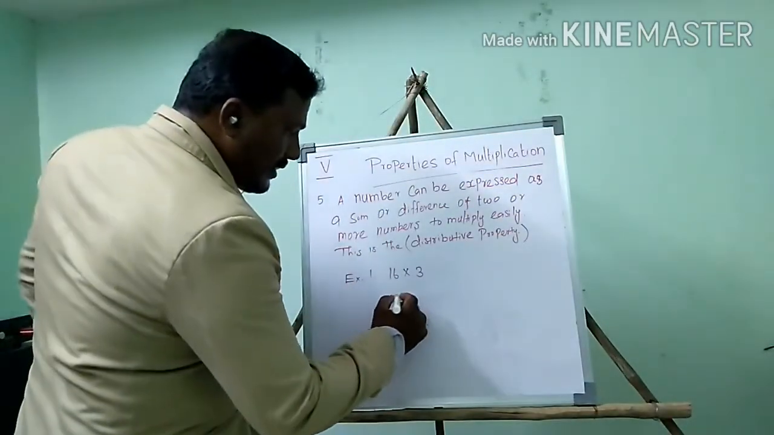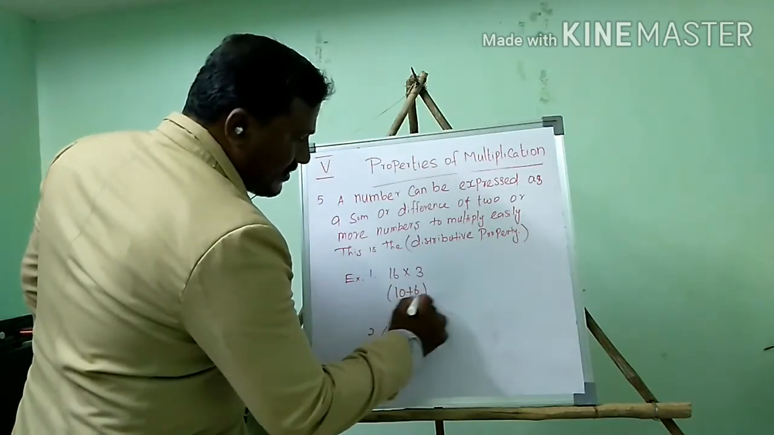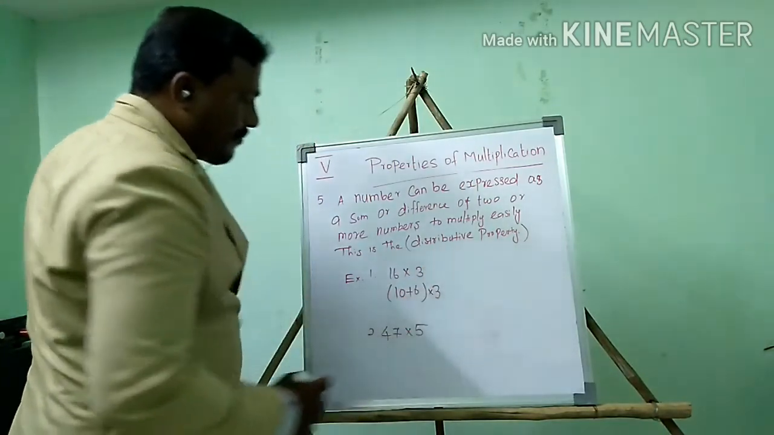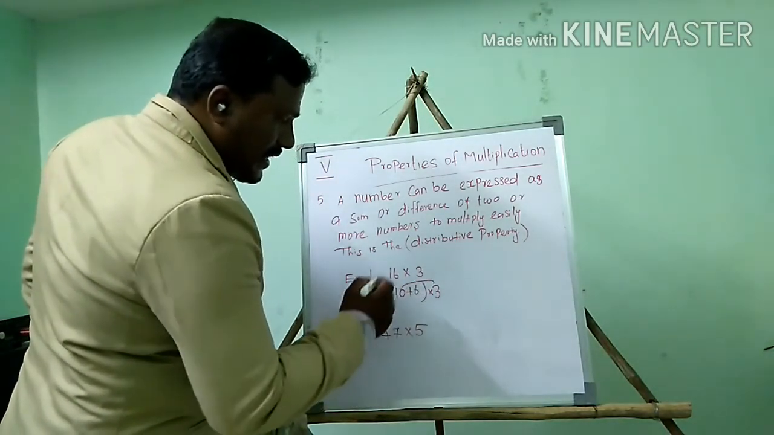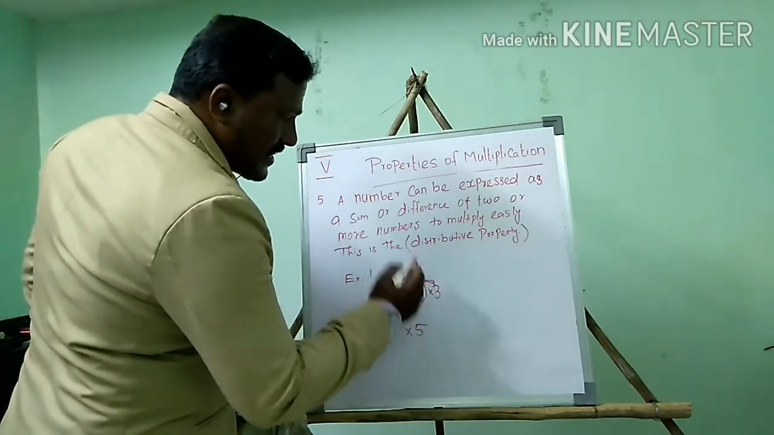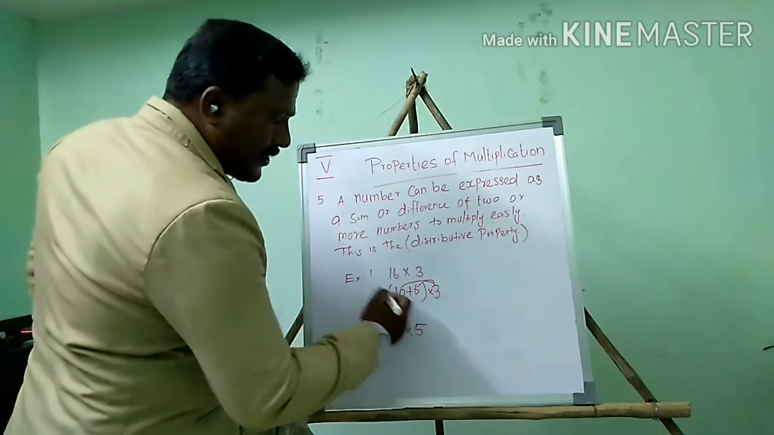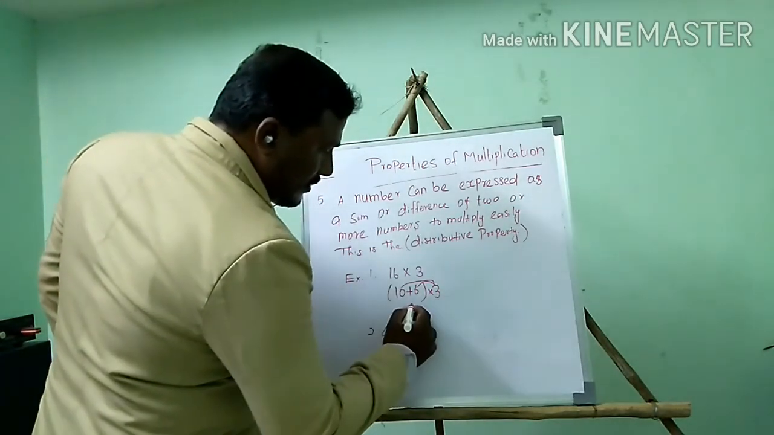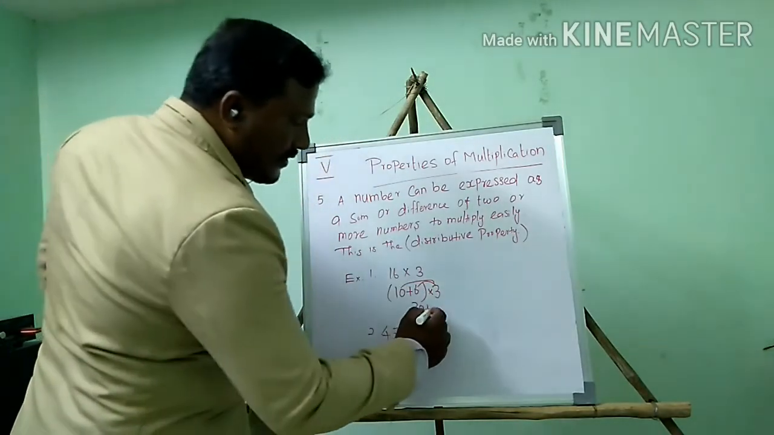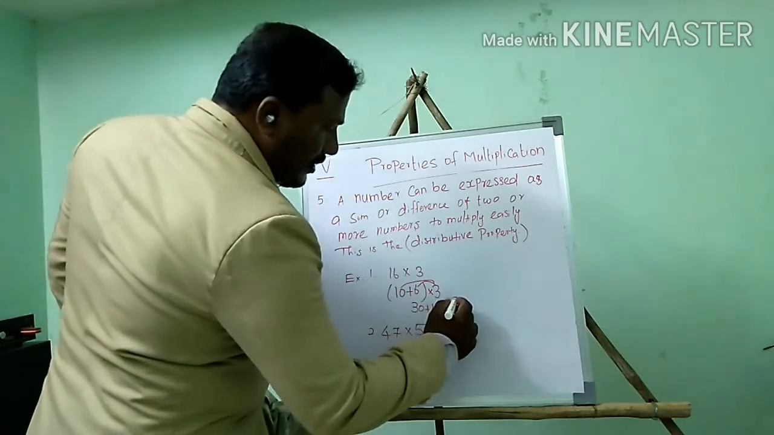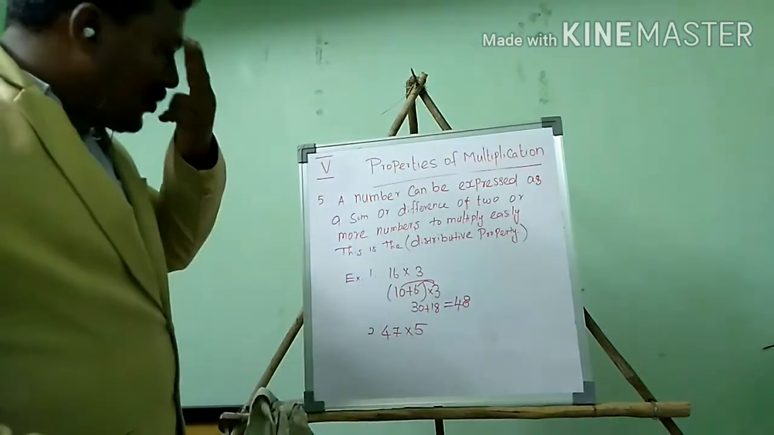So see how I will express it. 16, I will write as 10 plus 6, multiplied by 3. What is the meaning? First I will multiply by 10, then I will multiply by 6. So 10 times 3 is 30, plus 6 times 3 is 18. So the total is 48. The answer is 48. Now you can multiply easily.